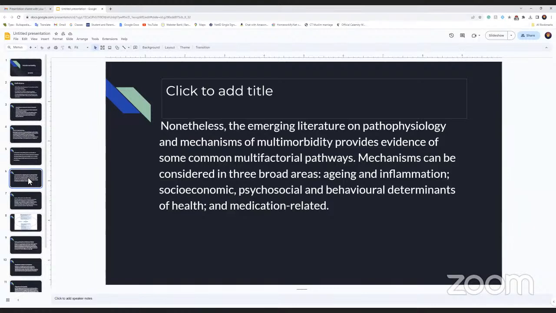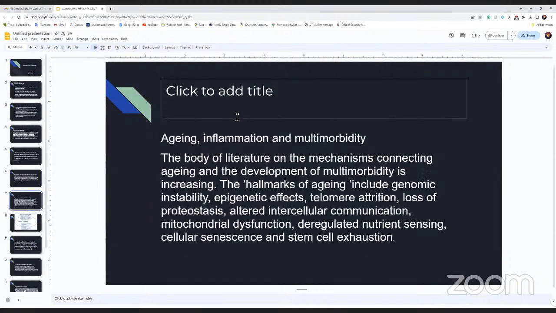Number one, we have aging and inflammation. Number two, we have socioeconomic, psychosocial, and behavioral determinants of health. And number three, we have medication-related mechanisms. We're going to discuss each one individually. Number one, we have aging, inflammation, and multimorbidity.